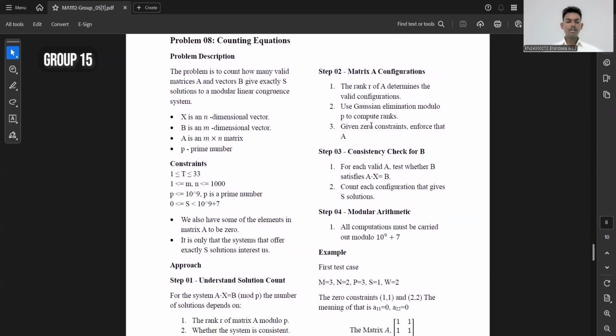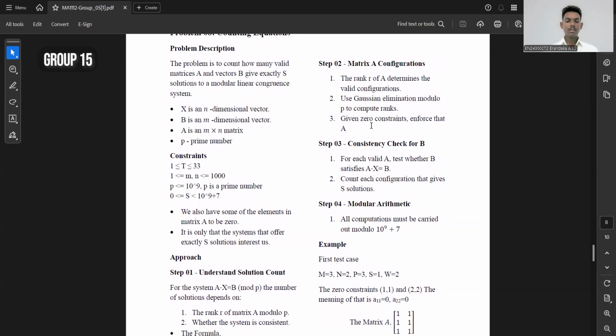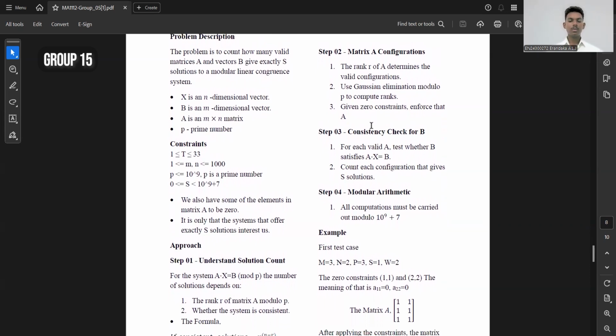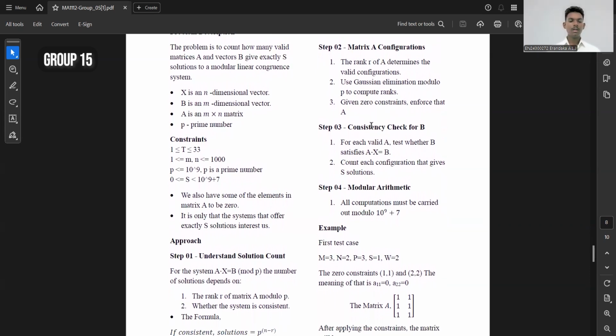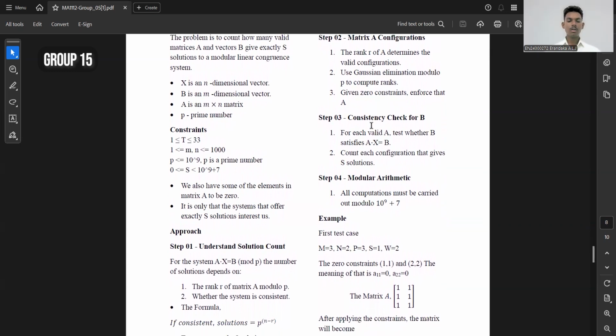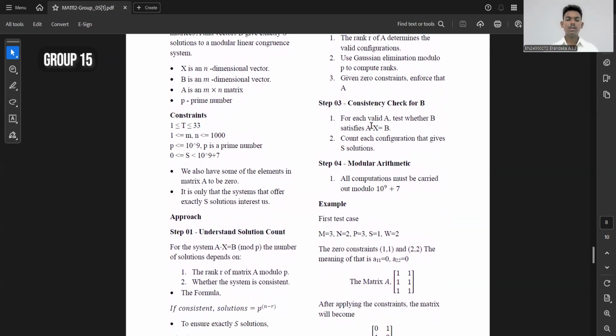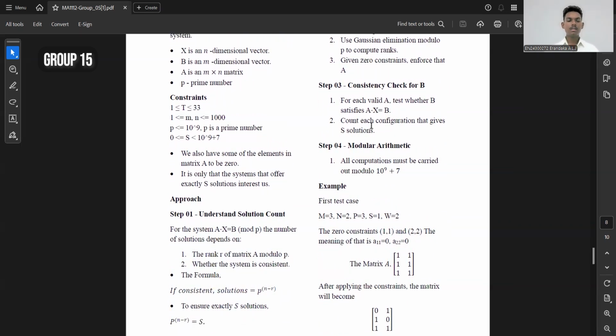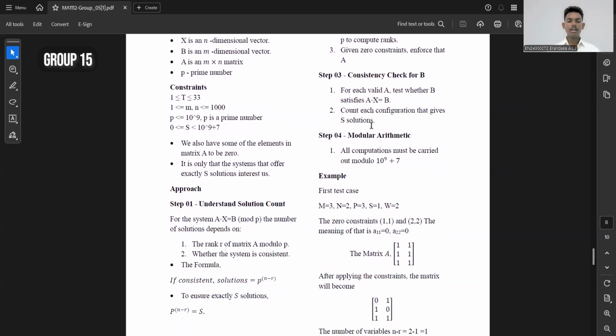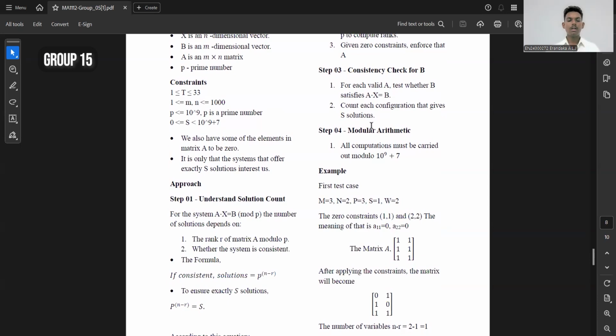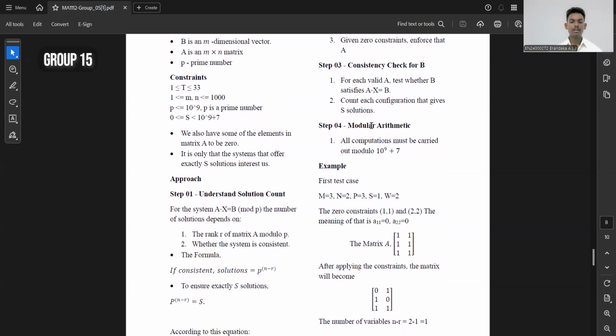The process begins with determining valid configurations for A by computing its rank using Gaussian elimination modulo P. Next, each valid A is checked for consistency with B to ensure A dot X equals B, counting only configurations that result in a solution. Finally, all computations are carried out under modulo 10 to the power 9 plus 7. In the provided example, zero constraints adjust the matrix A, altering its rank to meet the conditions for the desired number of solutions.